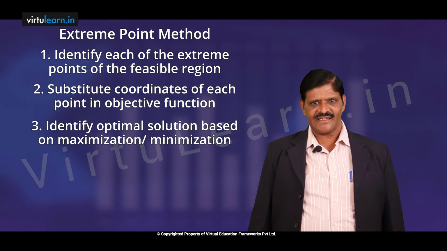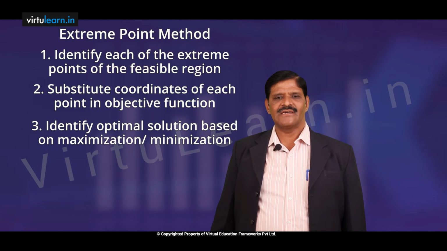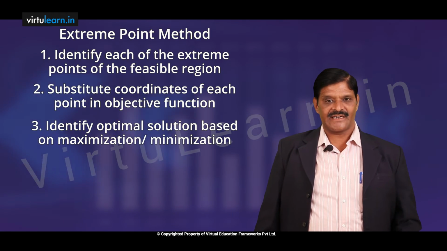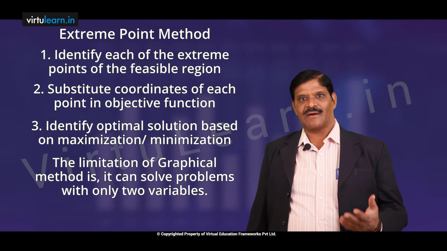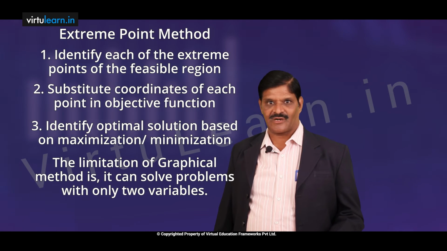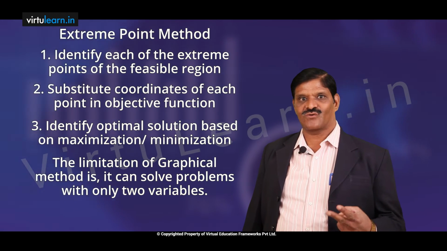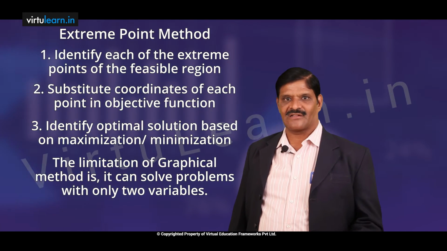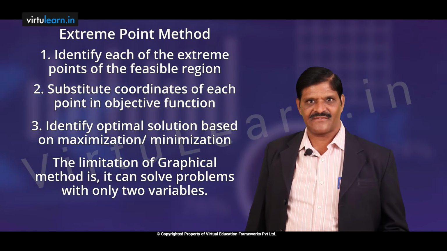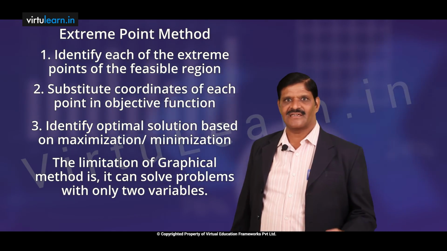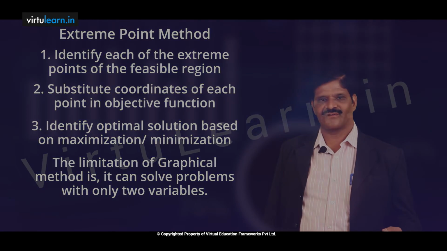And as we have discussed, the graphical method is only applicable to a 2 variable problem. That means if there are 2 variables, then only it can solve the problem. If there are more than 2 variables, they cannot be represented on a graph, and it is not possible to find a solution by the graphical method.